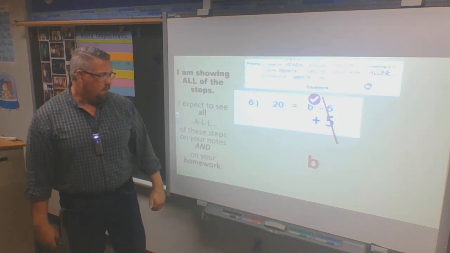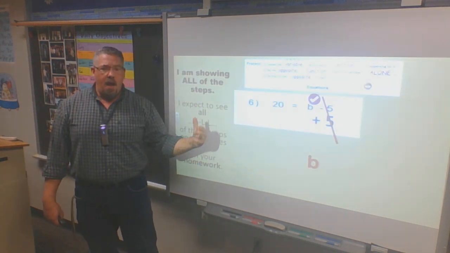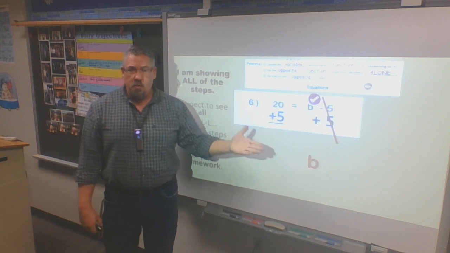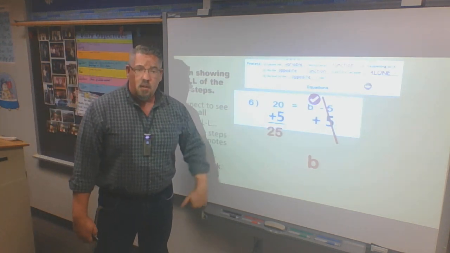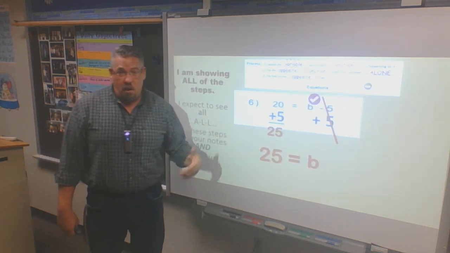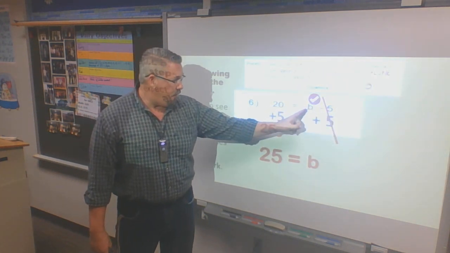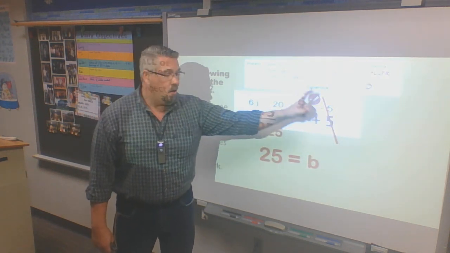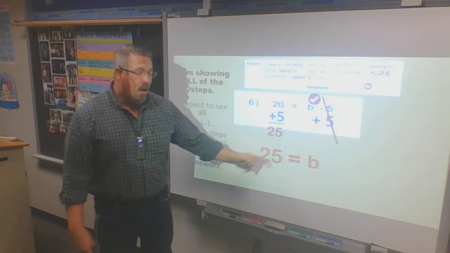So I know b is there, so I'm going to have my answer, and it's going to be equal to b. I added 5 on the right. Now I'm going to add 5 on the left. Gives me 20 plus 5, and 20 plus 5 is 25. So we're saying that 25 is equal to b. Well, if I plug 25 into this equation, is 25 minus 5 equal to 20? It is. I checked my work. I know I'm correct.